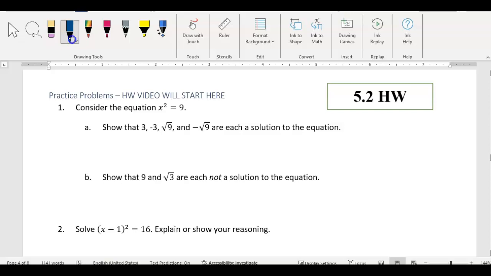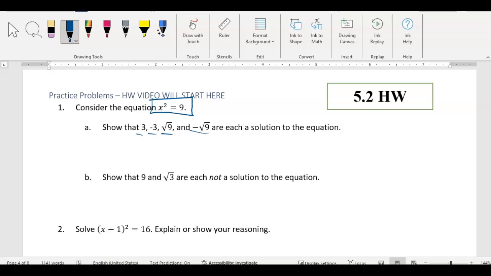So today we looked at quadratic equations and how to solve them when we have something that equals a perfect square. So let's go ahead and take a look at number 1. It says just consider the equation x squared equals 9. Show that 3, -3, square root of 9, and negative square root of 9 are each solution to the equation.